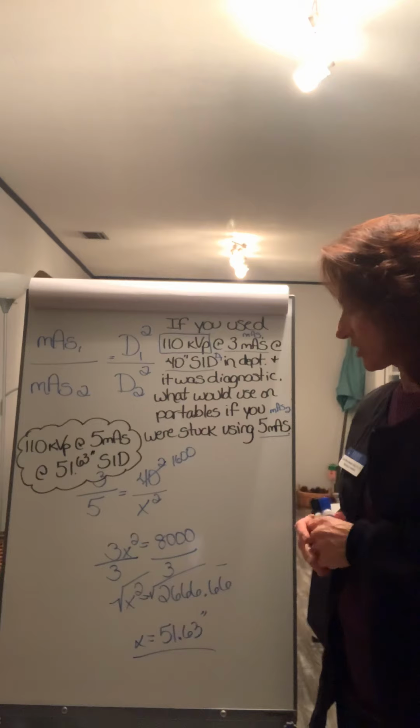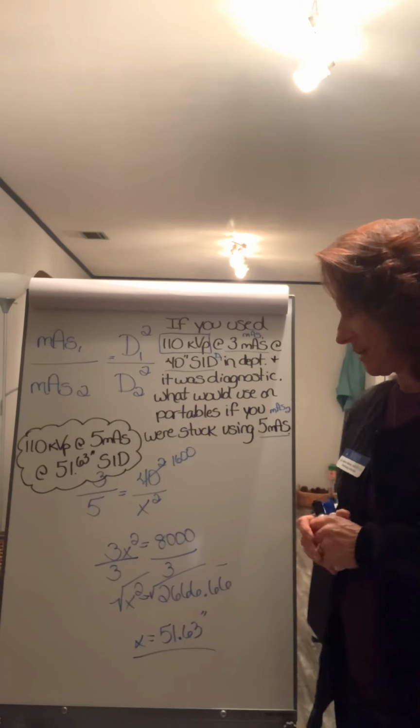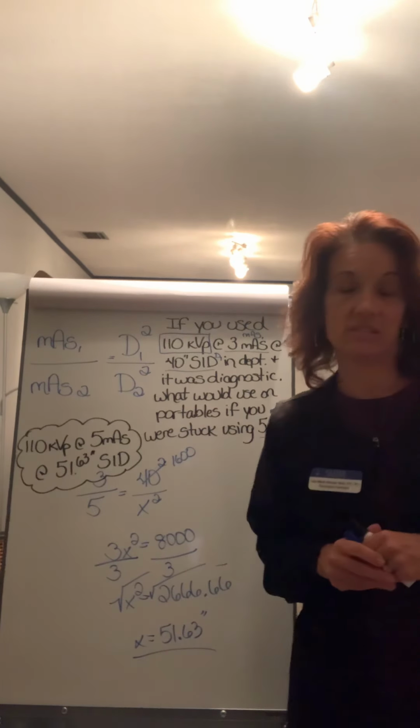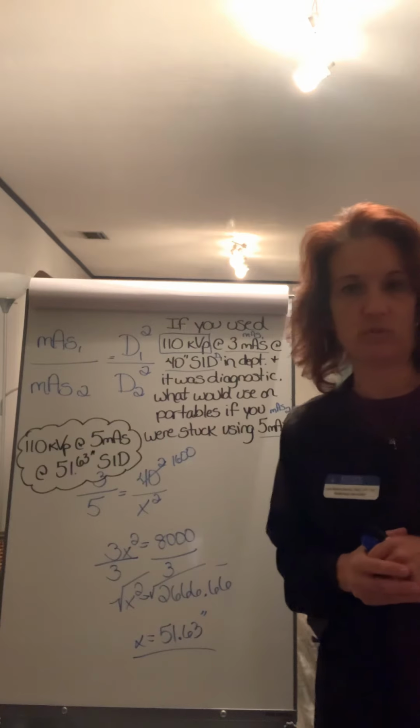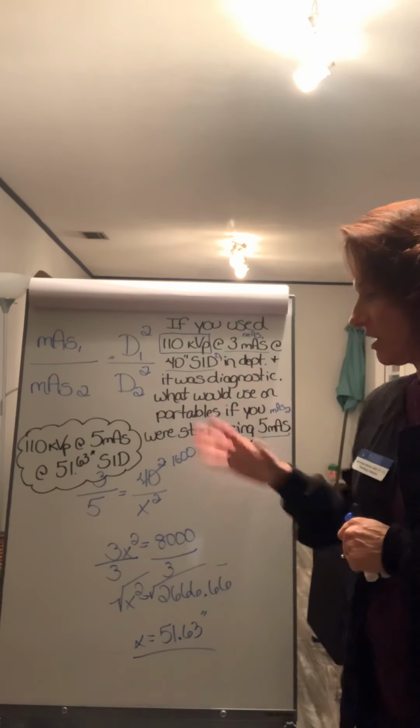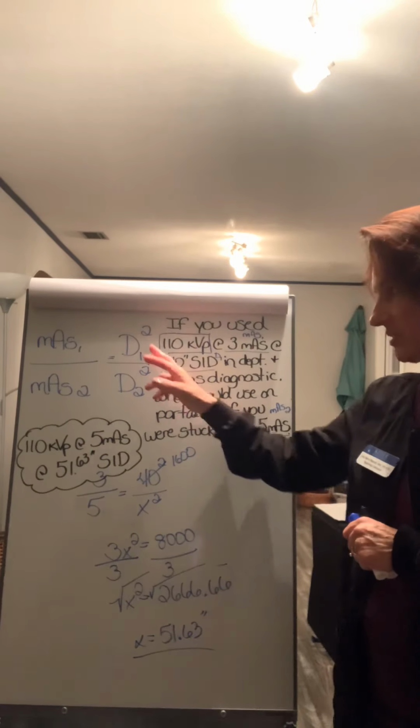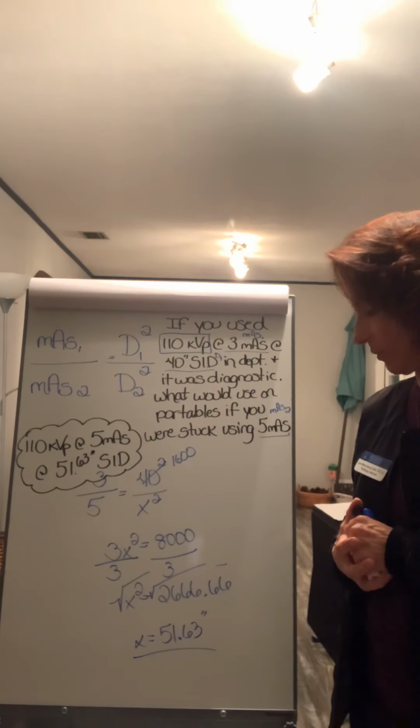And that is the direct square law, or the density maintenance formula, or the mass distance formula, or the exposure maintenance formula. Very similar to the inverse square law, except that it's D1 over D2.